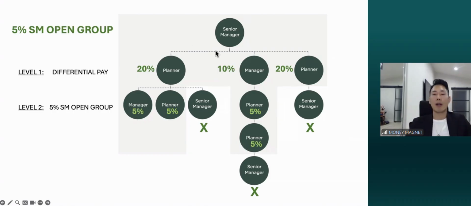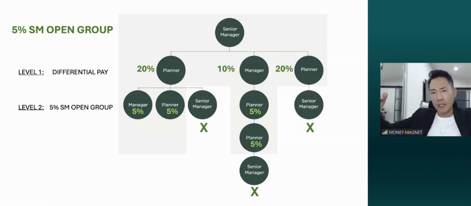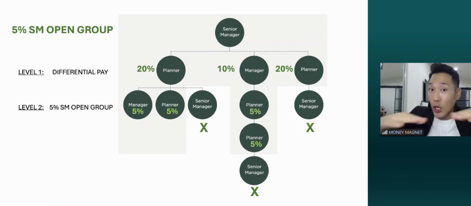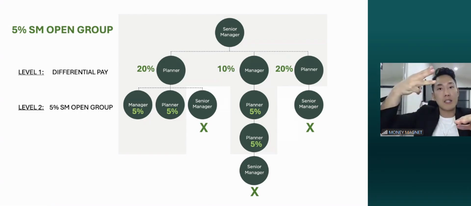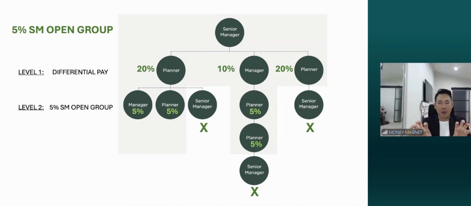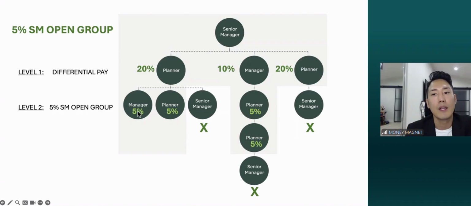Pretty easily explained, right? The manager gets paid on their level one differential payout of 20%. A senior manager gets paid similar to a manager, but at the 30% differential payout. And in their depth, where there is no senior manager, on every transaction happening outside of a senior manager, 5% is rolling up to the open line senior manager, just like a baby team leader. So this is how the 5% SM open group works.